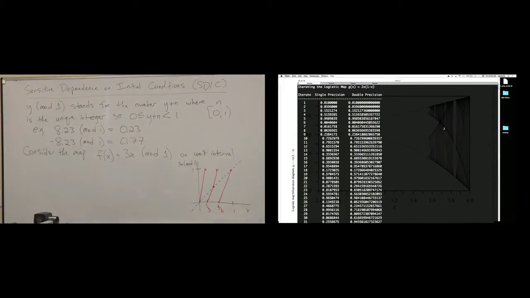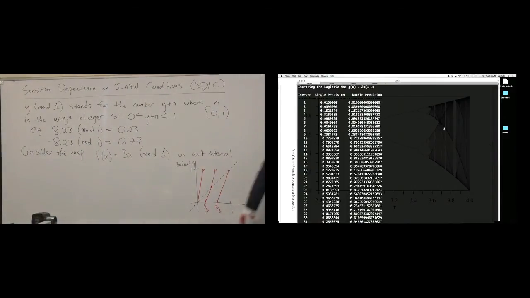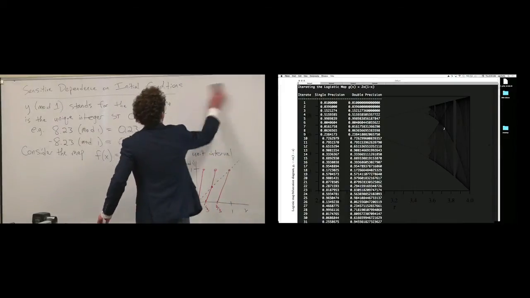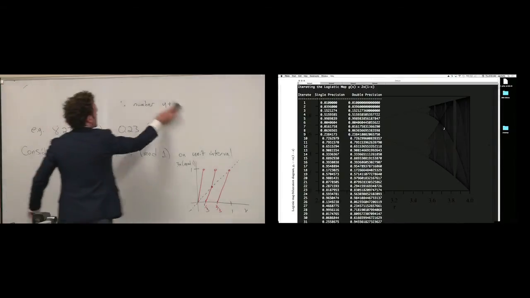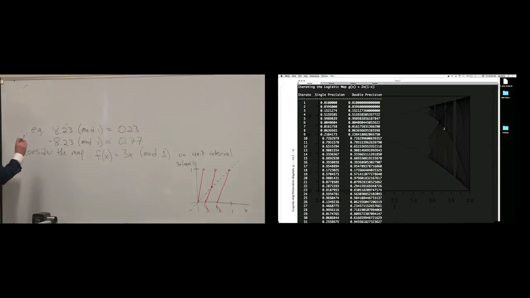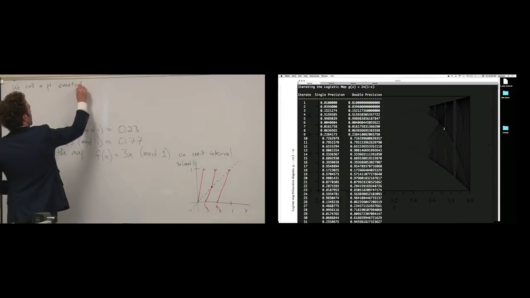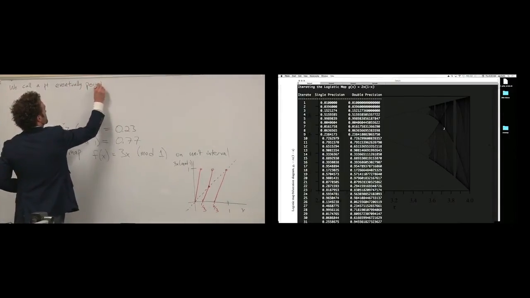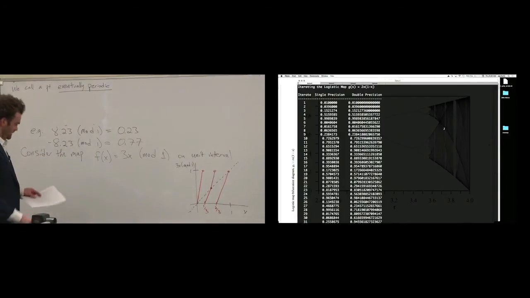Okay, so we have our modular arithmetic. We're thinking about sensitive dependence. All right. We'll also need another definition. We call a point eventually periodic. There's so many interesting things going on. We're going to need words to be precise about what exactly is happening.